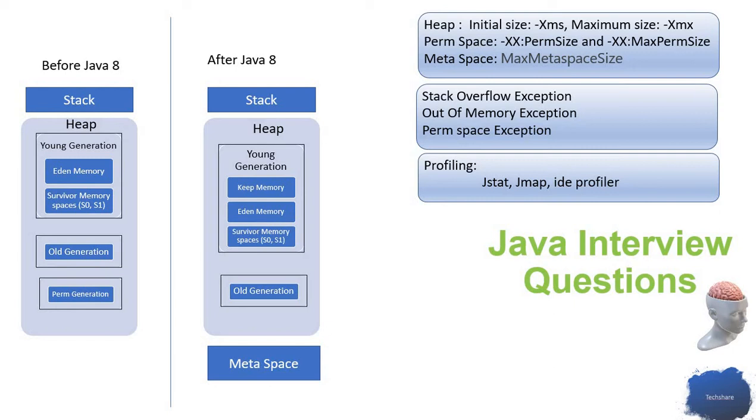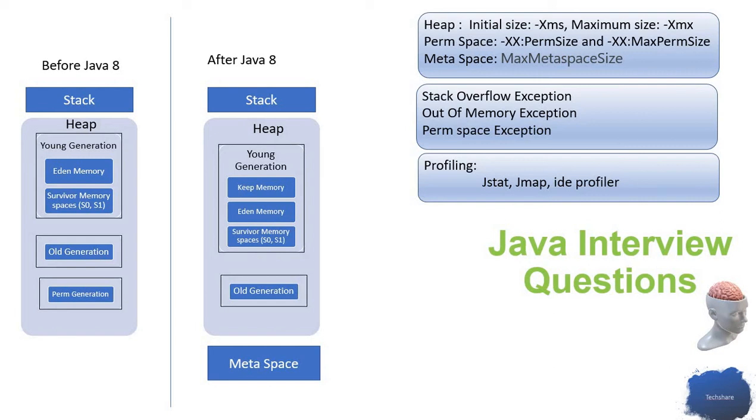And we have a perm generation. The perm generation stores the metadata of a class. Also it stores the string interns. Okay, so those information will be stored in the perm generation. So this is how the memory stack of Java looks before Java 8.